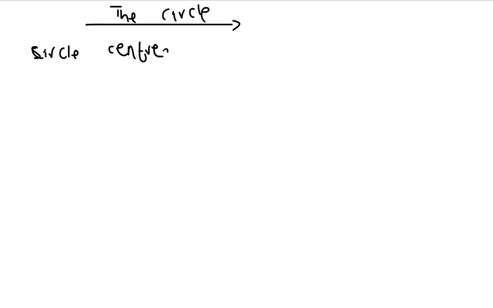We're talking about the circle. So this is analytical geometry, and it's for grade 12. Now let's say we've got a circle that is centered at the following points. Centered at point C, which has got the point A and B.